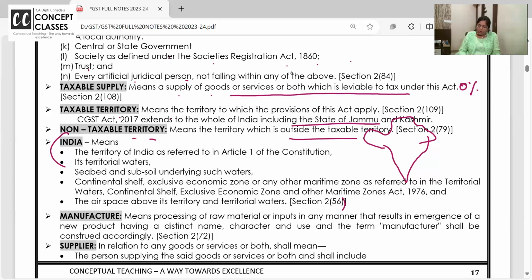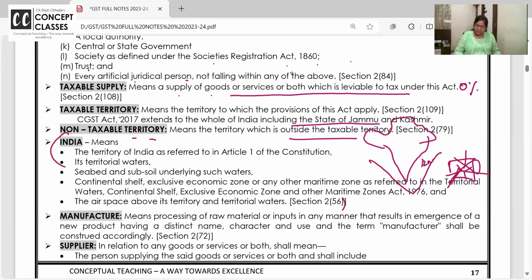But what is non-taxable? If this is India, till 12 nautical miles it is India. If you go into high seas and here, if you give some services or sell goods, on that GST is not there. We see in movies, no? They run and run and run, and they go out of the territory of India. Nothing we can do.